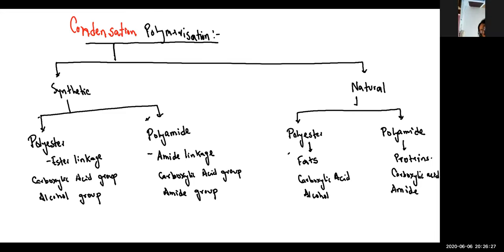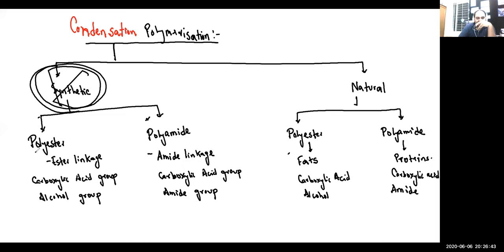Yes, sir. Okay, so let's start with the synthetic first. Let's start with synthetic polyester. Polyester means there's going to be a lot of ester linkage. What is the ester linkage? Ester linkage is acid and alcohol. There has to be a carboxylic acid group and an alcohol group, just like esterification.